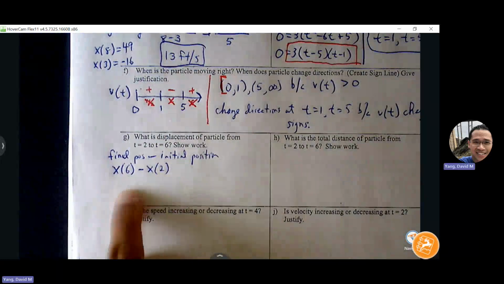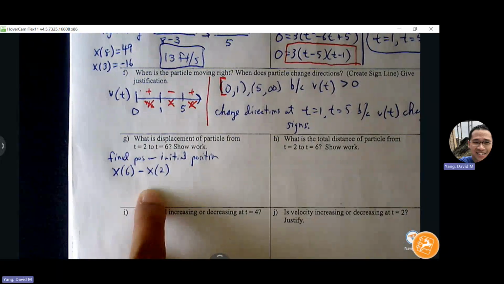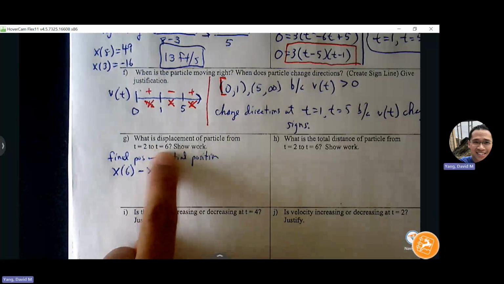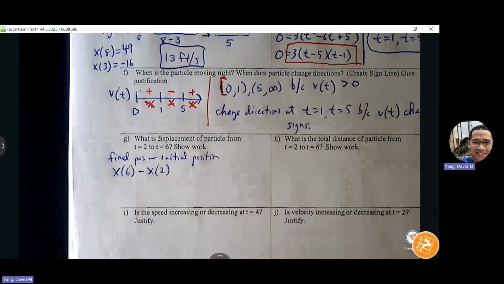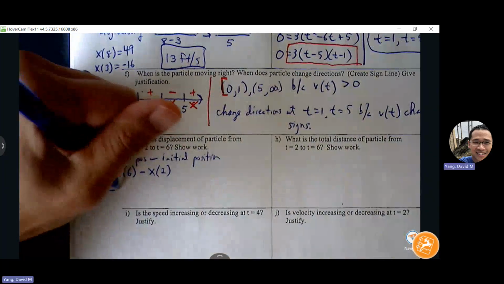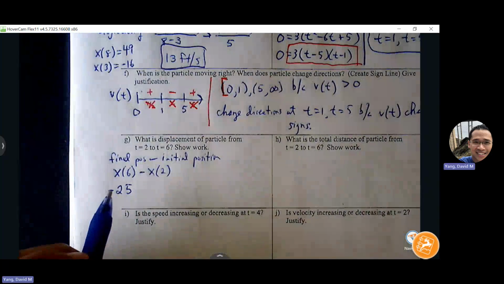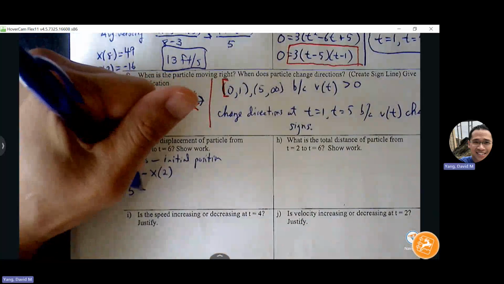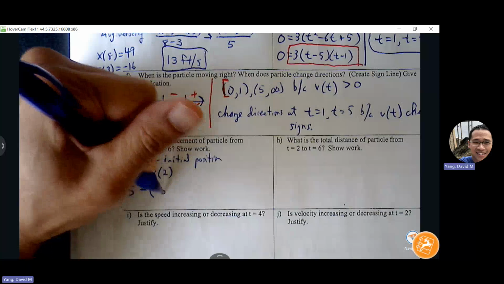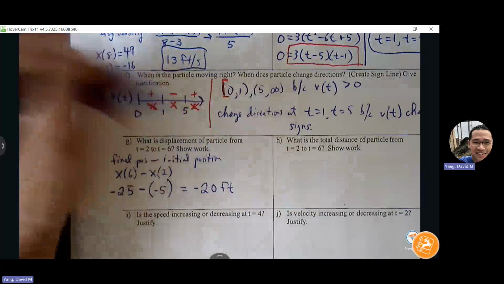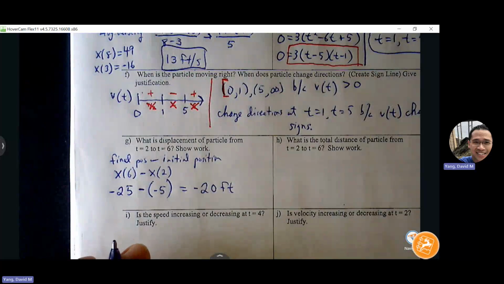Some students want to divide by 6 minus 2, but then you're doing average velocity. Displacement is just x sub 6 minus x sub 2. Or if it's from 1 to 5, then it's x sub 5 minus x sub 1. You just want to figure out where you are compared to where you started. All right, just to speed things up here, x sub 6 means I'm just going to plug 6 into the position function, and that number ends up being negative 25. x sub 2 ends up giving us negative 5. So it's okay to get a negative value. That just means that you're ending up to the left of where you started.